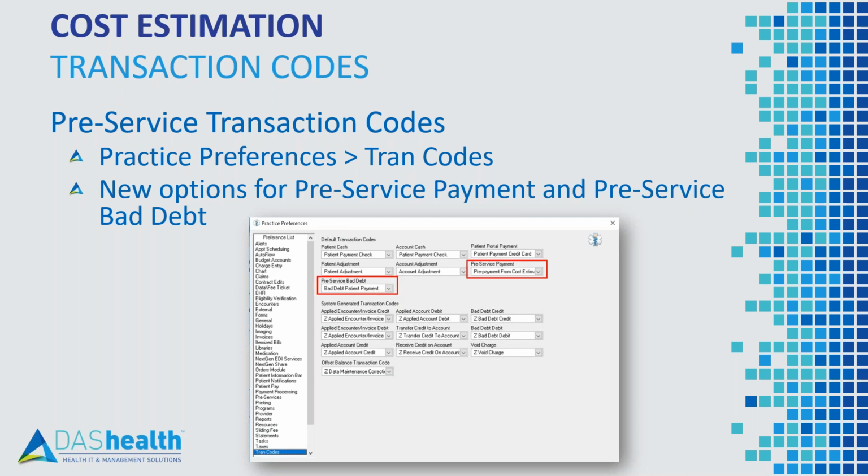The next piece of configuration is to define the transaction codes that will be used for collecting payments in the tool. There are new options for pre-service payment and pre-service bad debt that have been added to the transaction codes practice preferences that you'll see.